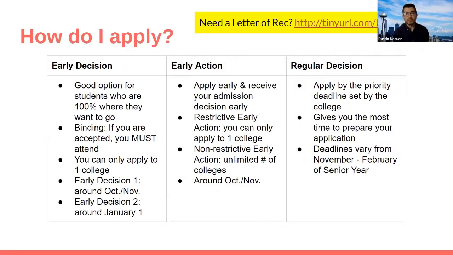Lastly, there's regular decision. We do recommend that most students use regular decision because it gives you the most time to really curate your college list, think about where you want to go, take time to develop your application, get rounds of feedback from your peers, from faculty, from supporters in your life, and then submit on that regular decision deadline. These deadlines really vary from November all the way through February of your senior year. Between all of these 3 types of applications, every school will have their own policies. We strongly, strongly, strongly recommend that you go to each college's website to find out the deadlines and the policies associated with early decision, early action, and regular decision.